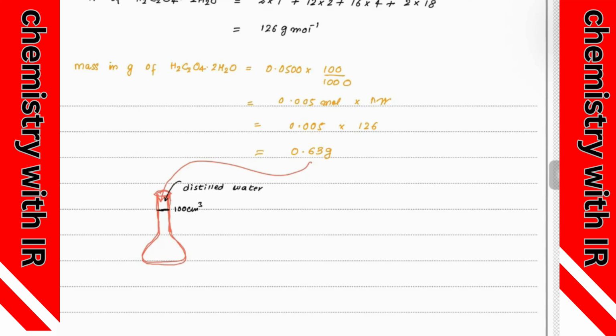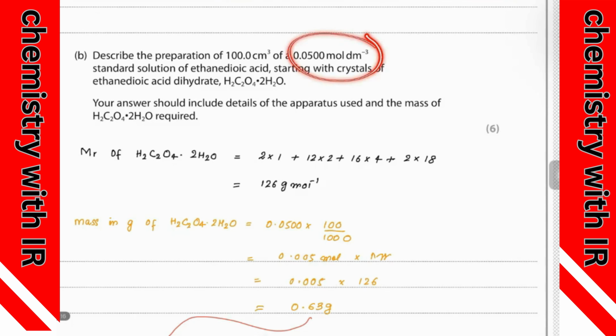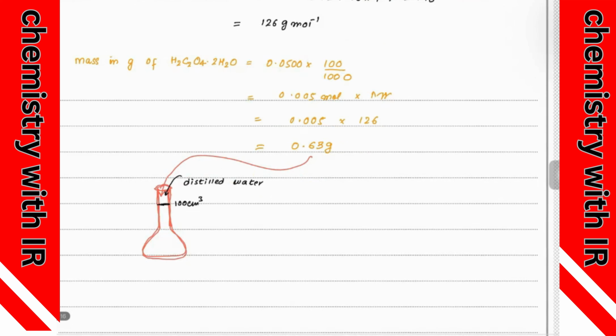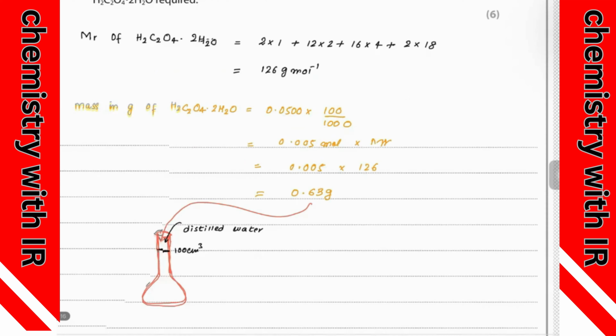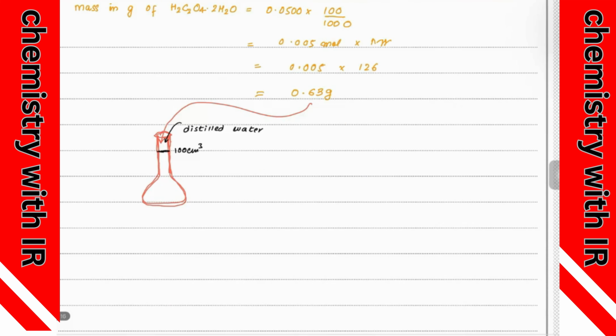So as a result, you have the solution having this much concentration and this much volume. Automatically, when you add water up to the mark, of course, the mark is at 100 centimeter cube, the concentration would be 0.0500 mole per decimeter cube, and the volume would be 100 centimeter cube.